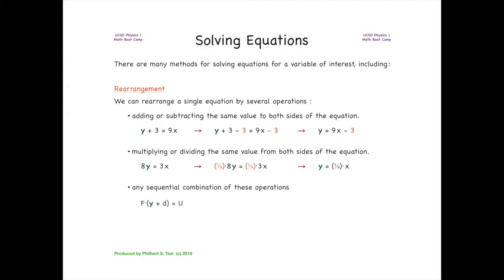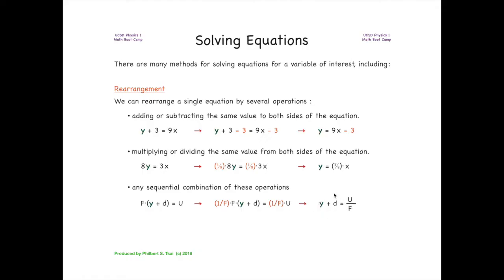For example, if we have a formula that says f times parentheses y plus d is equal to u, and we want to solve again for the variable y, then our strategy is to isolate y by working from the outside in. So we'll start by removing the f from this side of the equation in an attempt to isolate y. And to do that, we would divide both sides by f to yield an equation that says y plus d is equal to u over f.